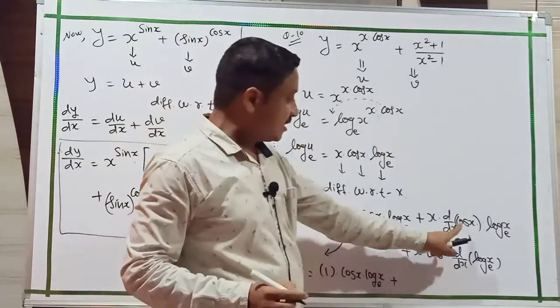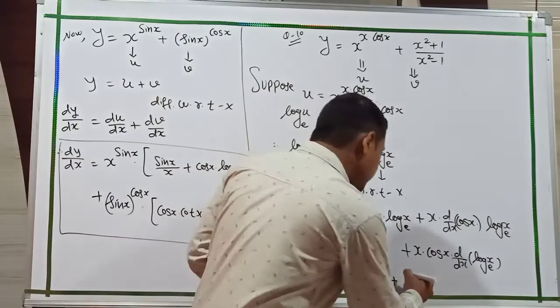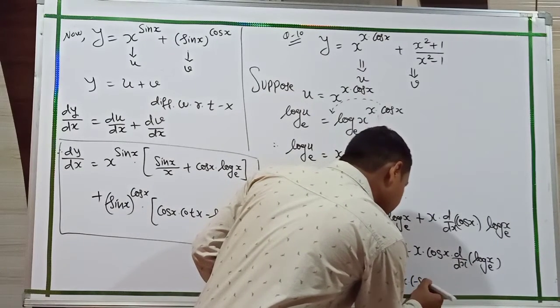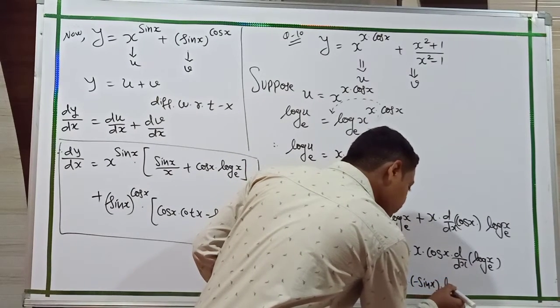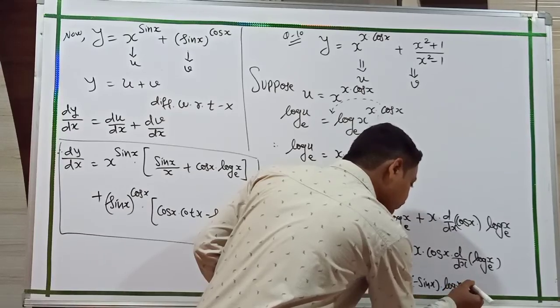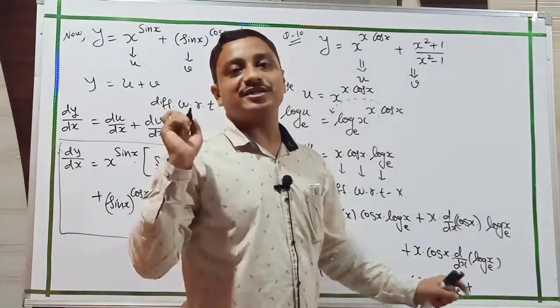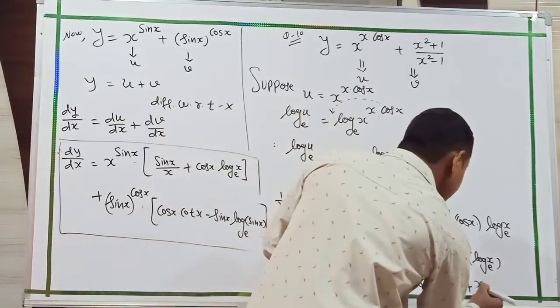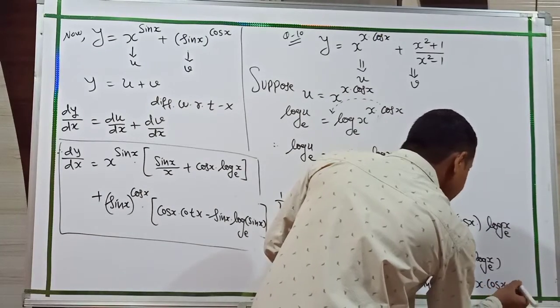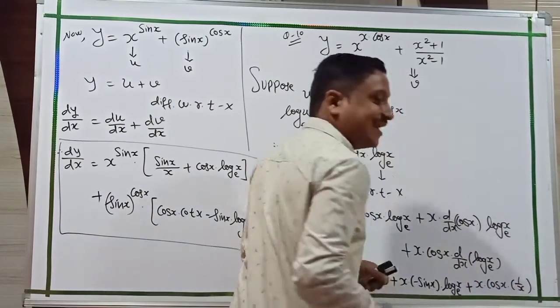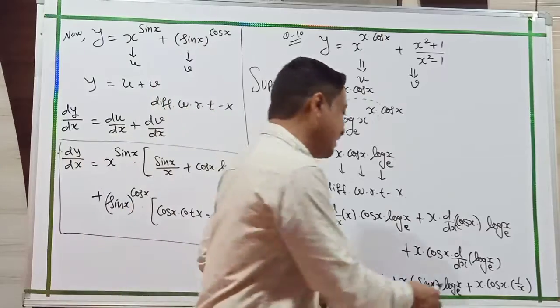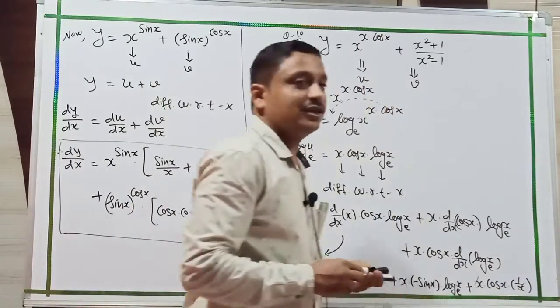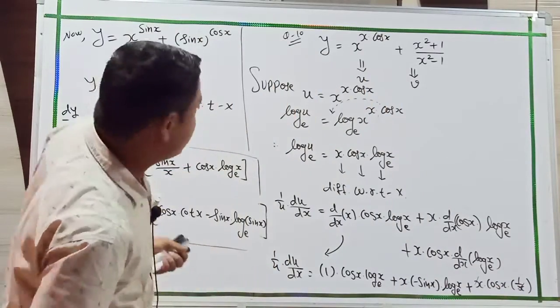Now here, cos x derivative, so x into minus sin x. Log x same. And finally the log x derivative, so x into cos x. What is the log x derivative? Yes, it's 1 by x. And here x and x easily cancel out, leaving the remaining values.